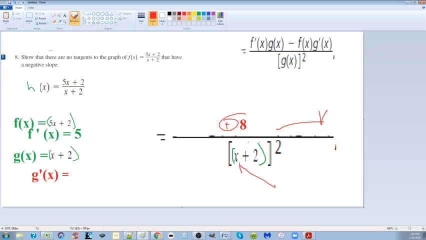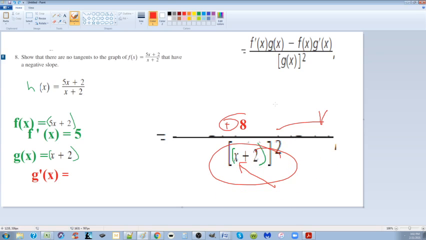What value can I put in down here that'll make this denominator negative? The answer is none. I can't put a 0. If I put a 0 in there, it becomes 2. 2 squared is 4. Positive 4. If I put a minus 1,000 in there, it becomes 998 negative. But squared, it becomes positive. No matter what x value I put in there, it becomes positive.